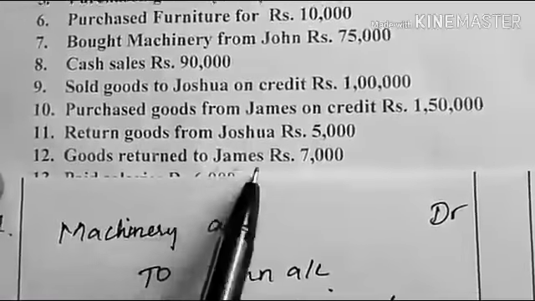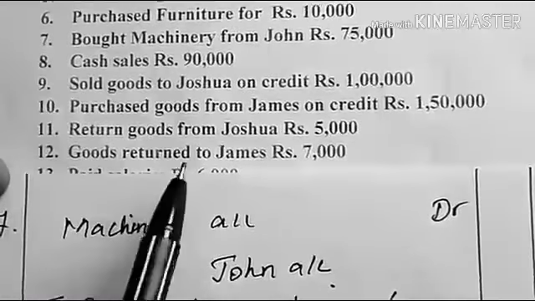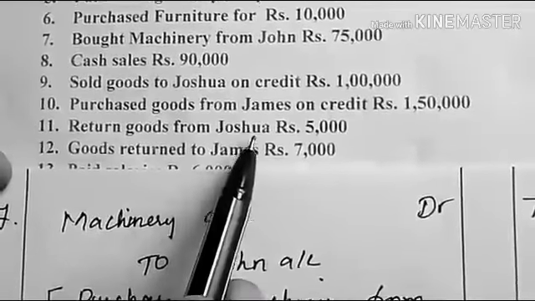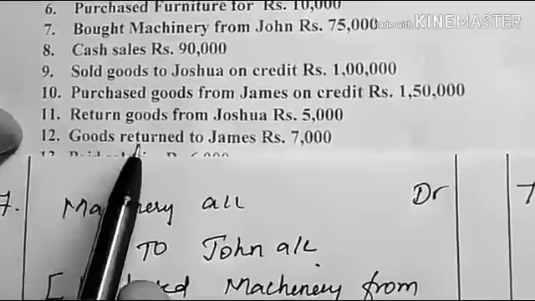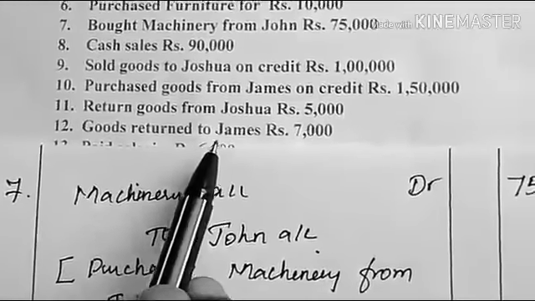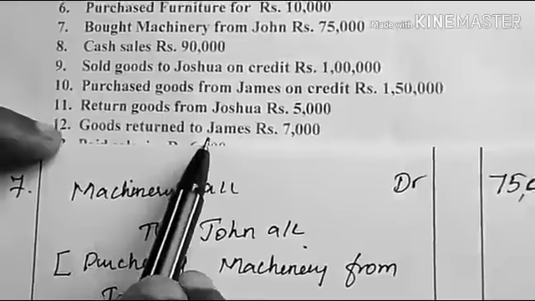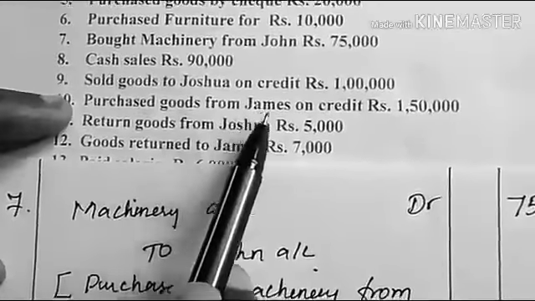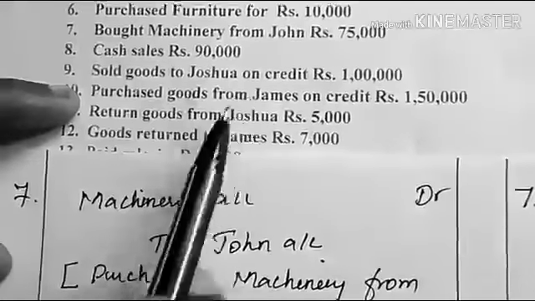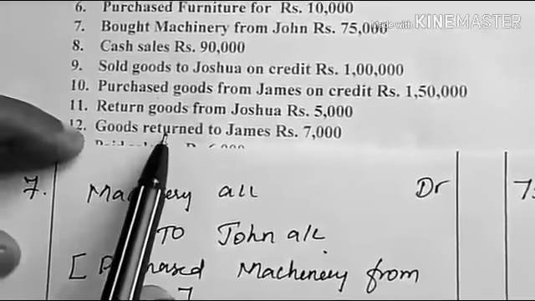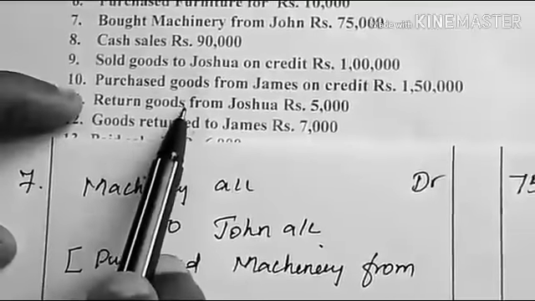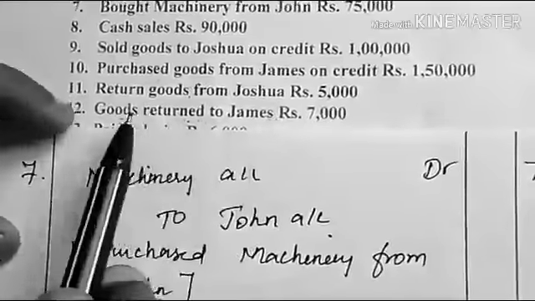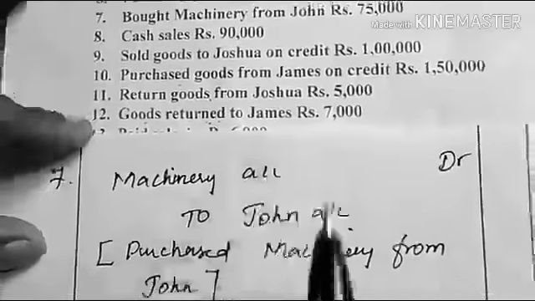Goods returned to James. See this transaction, goods return, the previous transaction return goods from Joshua. You are receiving goods, sales return from Joshua, but in this transaction goods return to James. You are returning goods to James. So what does it mean? Just refer the previous transaction, 10th one. Purchase goods from James. You have bought some goods from James. Now you are returning some goods to James. So what is this? Say purchase return. The previous transaction is sales return. This transaction is purchase return. You are returning goods to James. So this denotes purchase returns.